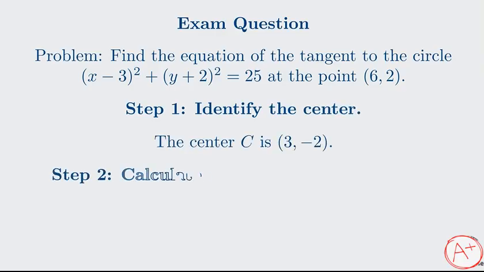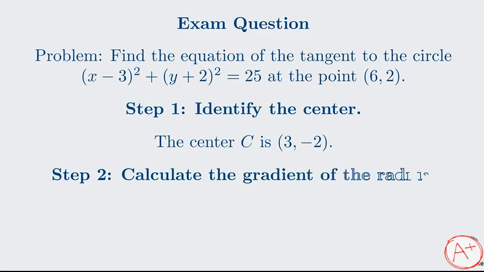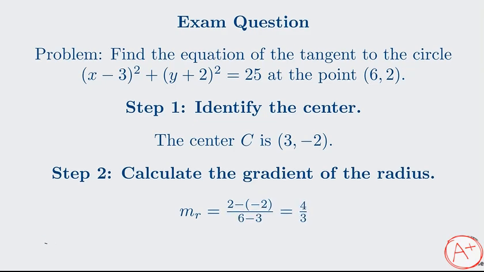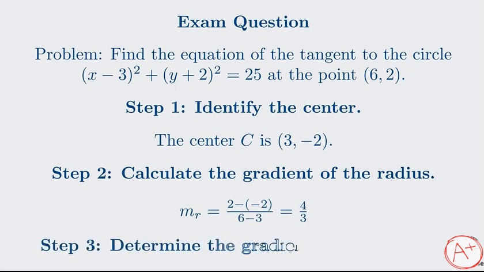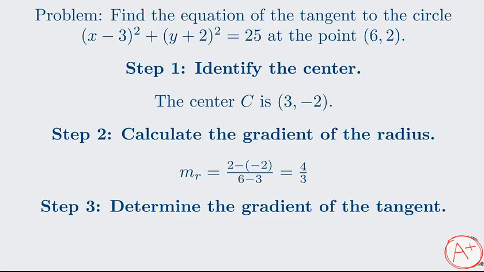Step 2. Calculate the gradient of the radius. The tangent at point (6, 2) is perpendicular to the radius connecting the center to that point. Using the gradient formula, m_r equals 4/3. Step 3. Determine the gradient of the tangent. Using the perpendicular property, m_t equals -1/m_r. This gives us -3/4.